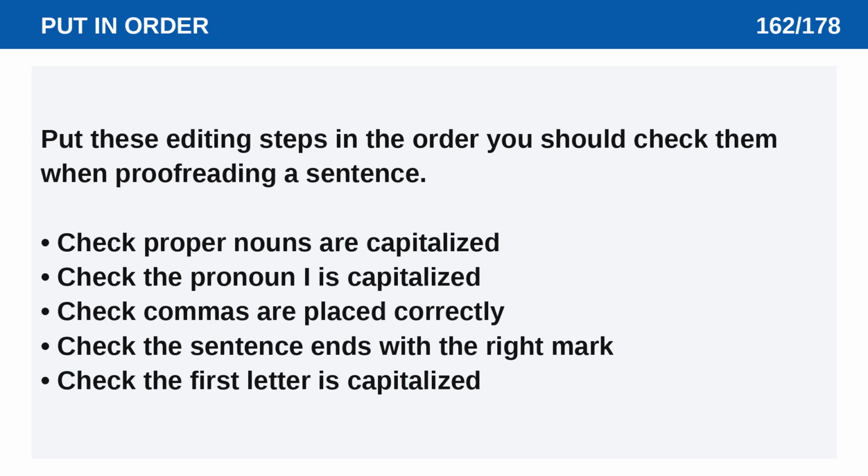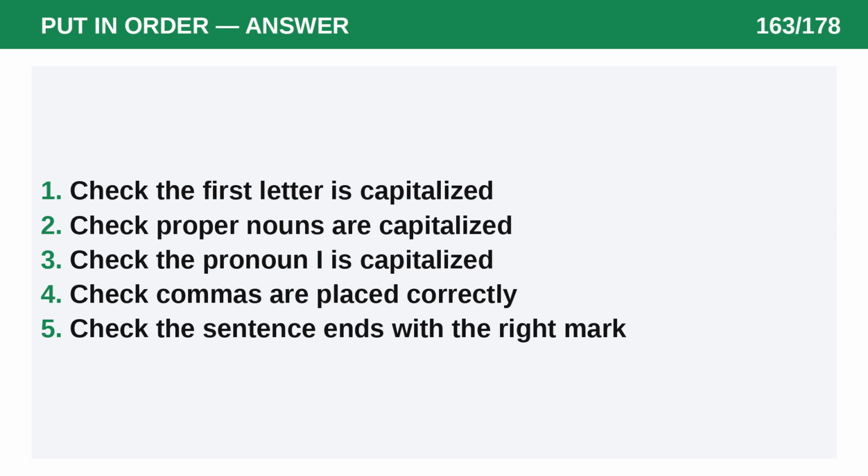Put these editing steps in the order you should check them when proofreading a sentence. In the correct order, check the first letter is capitalized. Then, check proper nouns are capitalized. Then, check the pronoun I is capitalized. Then, check commas are placed correctly. Then, check the sentence ends with the right mark.